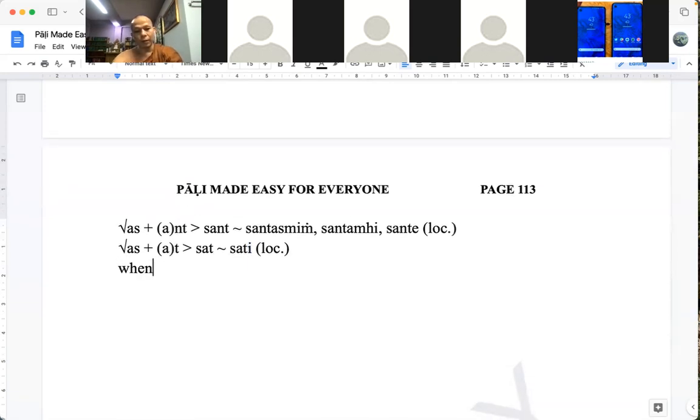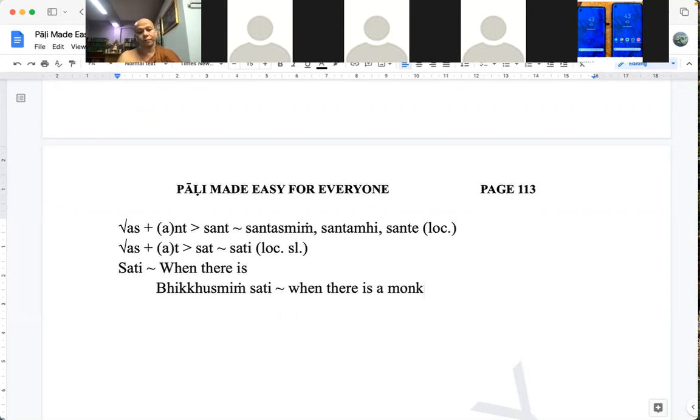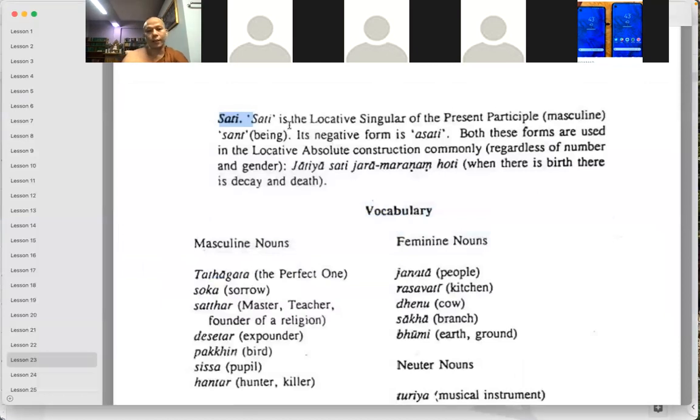That is why the meaning is "when there is." That is singular, you see, locative case singular. So when there is, the meaning of the sati. And that was the subject. For example, bhikkhu sati, so that means when there is a monk in this way. So you see that sati is the sense of "there is." But here, sati is locative case singular of the present participle, masculine, of sant.